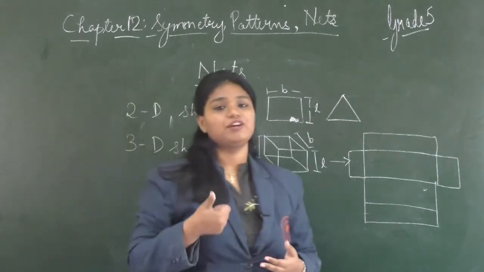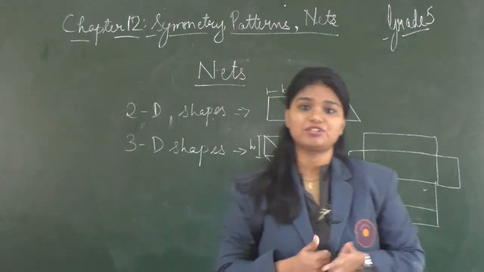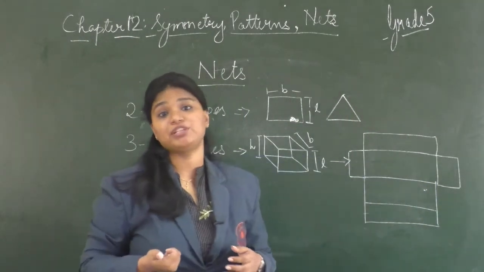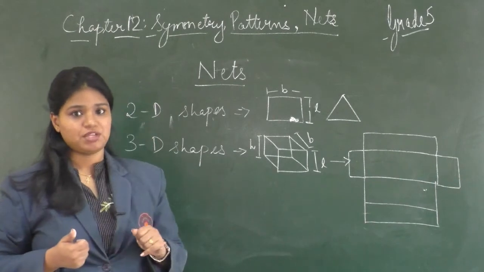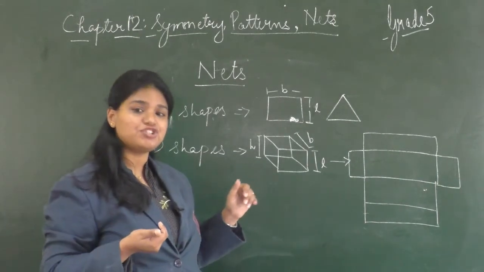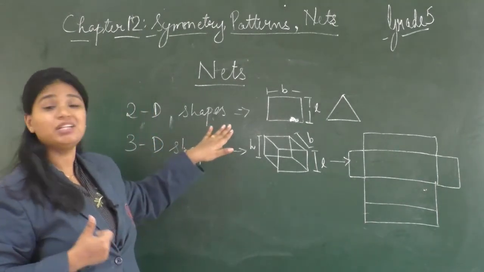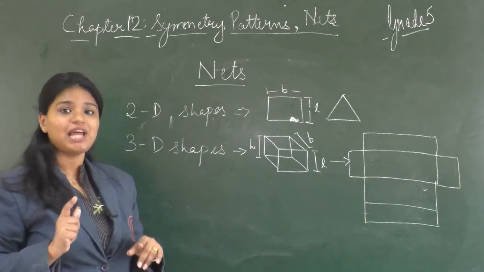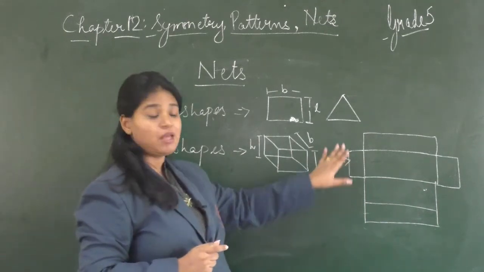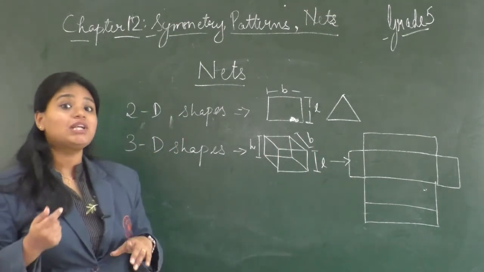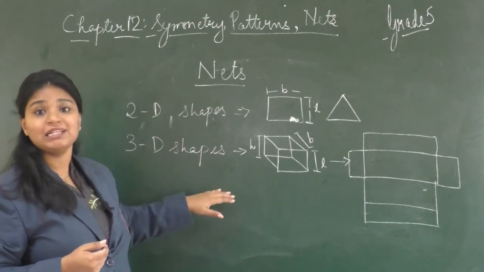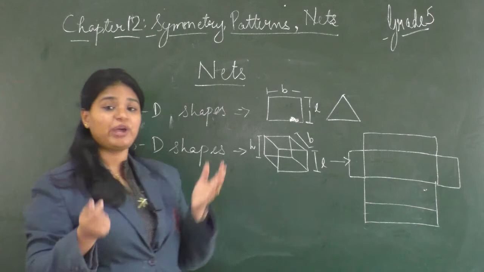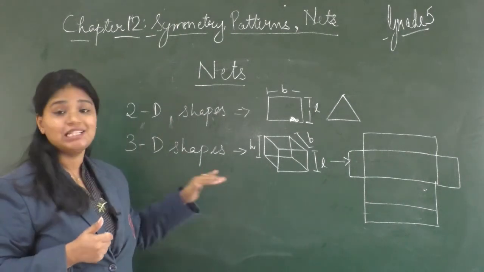Now, let's talk about nets. Now, you know that there are few shapes which are known as two-dimensional shapes or 2D shapes, and there are few shapes which are known as three-dimensional shapes or 3D shapes. Now, what is the difference between 2D shapes and 3D shapes? In a 2D shape, there is only length and breadth, but in a three-dimensional shape, you have length, breadth and height. Now, what is the connection between 2D shape and 3D shape? A net is a 2D shape which when folded, forms a 3D shape.